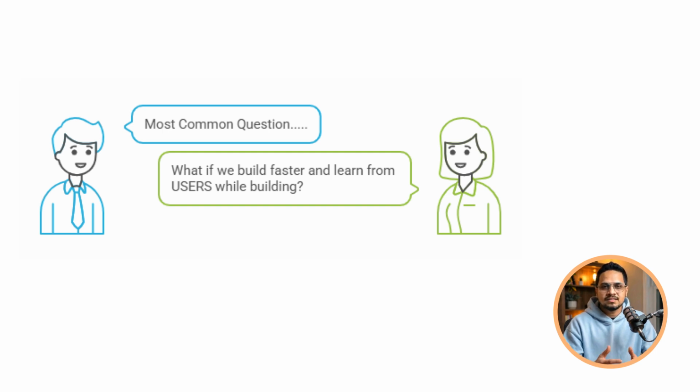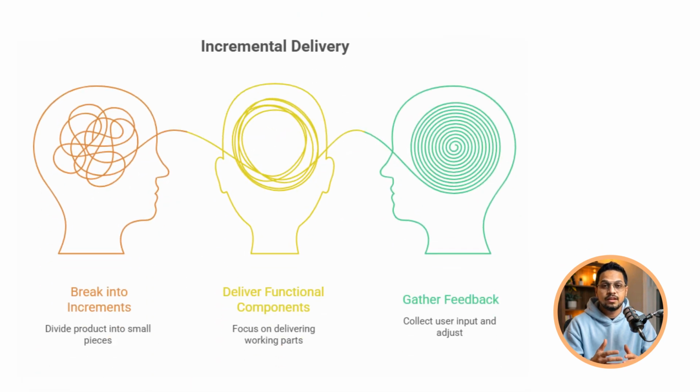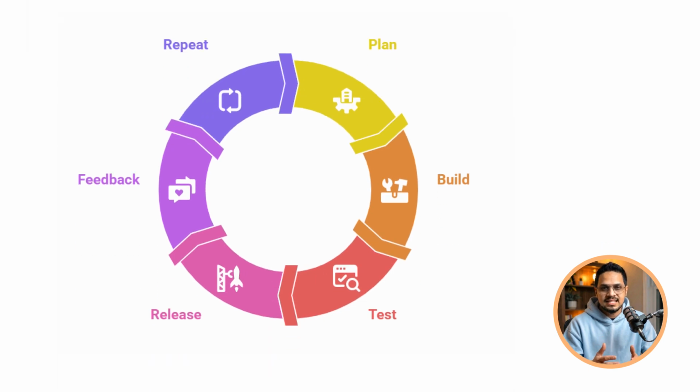What if we build faster and learn from users while building? And that's where Agile comes in to flip the entire approach. Instead of building everything at once, teams break the product into small pieces called increments, and each increment is built in a short time cycle called a sprint, which focuses on a few more steps as compared to what we do in the waterfall model. They are plan, build, test, release, feedback, and repeat.